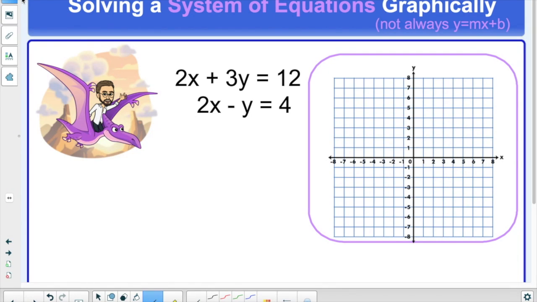Hi everyone, today we're going to look at solving systems of equations graphically, but this time instead of it just being in y equals mx plus b slope-intercept form, we're going to look at equations that might be written in standard form like this system below. So if I want to solve this graphically, I have to first change it into slope-intercept form.